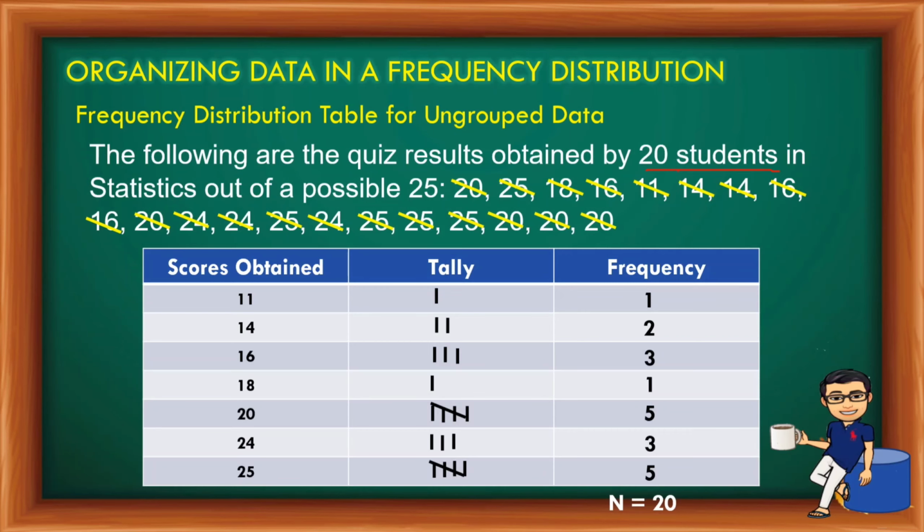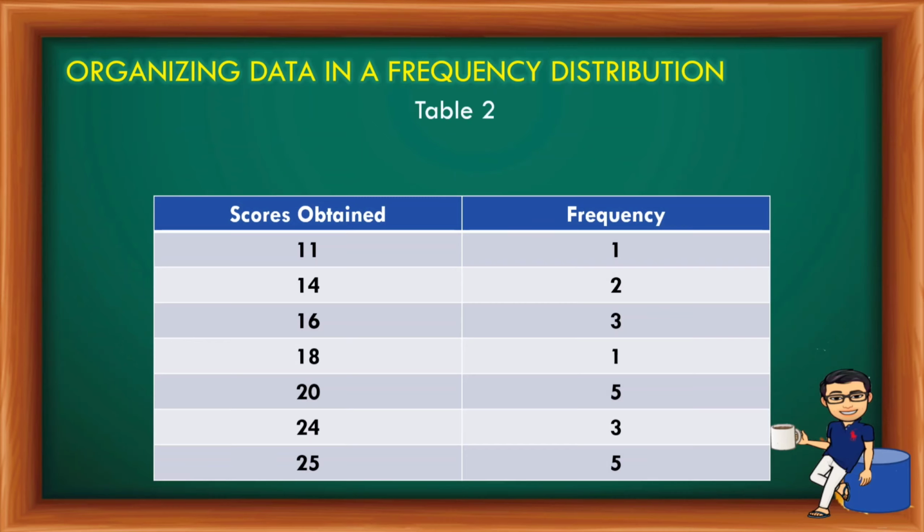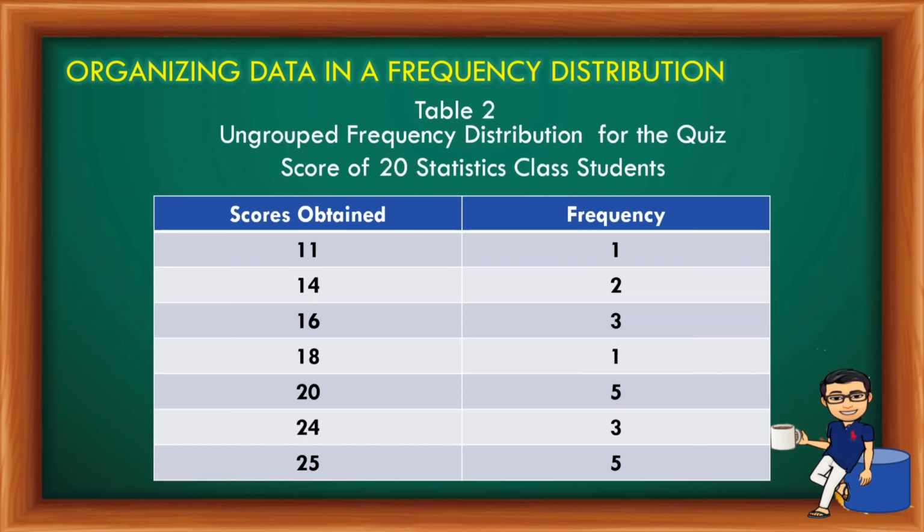Pero sabi natin kanina may mga different part yung table. So, lagyan na rin natin. So, lagyan natin ng table 2 kasi may table 1 na tayo na na-present kanina. So, magiging title nito, Ungrouped Frequency Distribution for the Quiz Score of 20 Statistics Class Students. So, syempre may mga information pa tayo na pwedeng idagdag sa table dito sa side na to, pero that will be presented sa mga susunod nating video. The fact that we organize data using a frequency distribution is what is being presented with this video presentation.